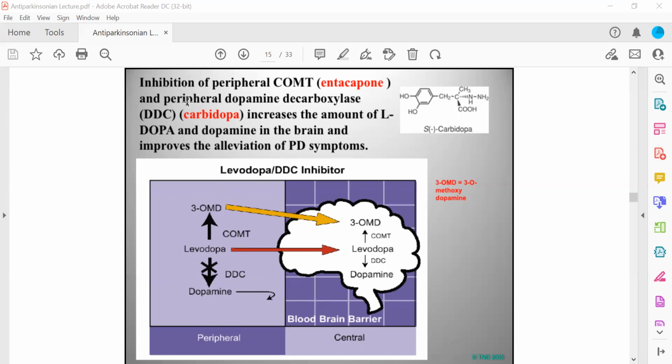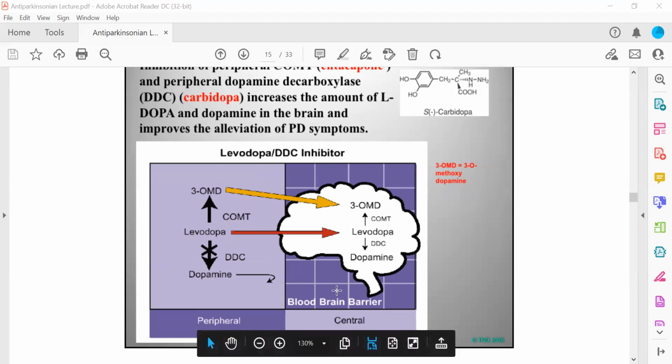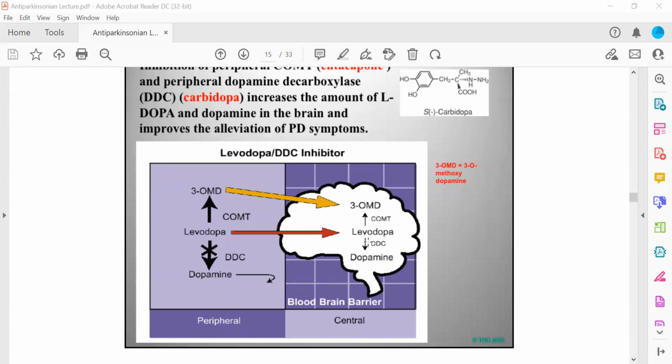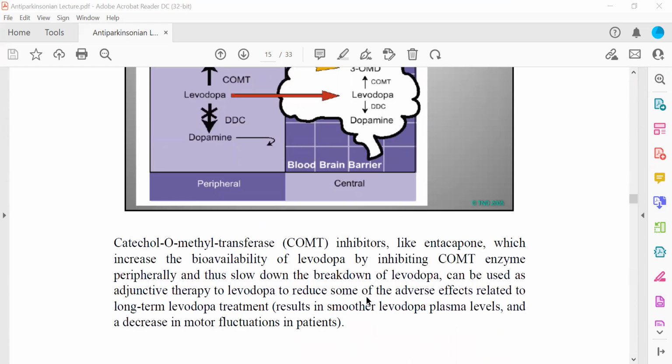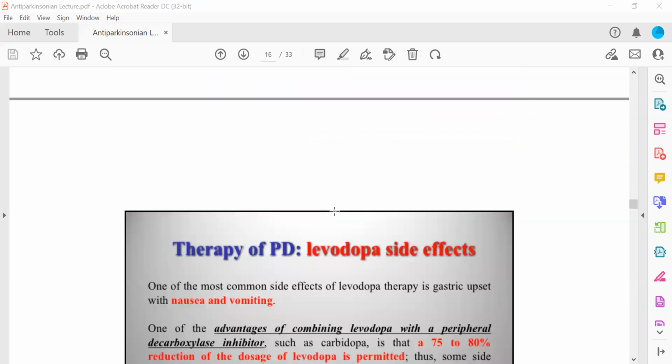You will see that carbidopa is a peripheral dopamine decarboxylase inhibitor. So it only works in the peripheral, but not in the central nervous system because it can't cross the blood-brain barrier. So levodopa then still can get converted into dopamine. I did write some of it down here at the bottom of my slide as well.